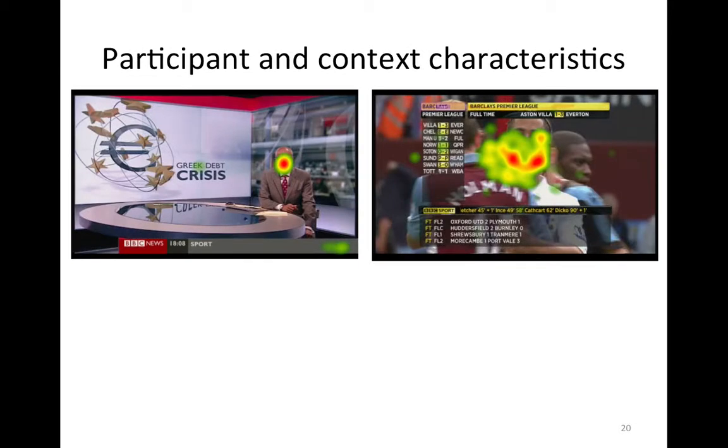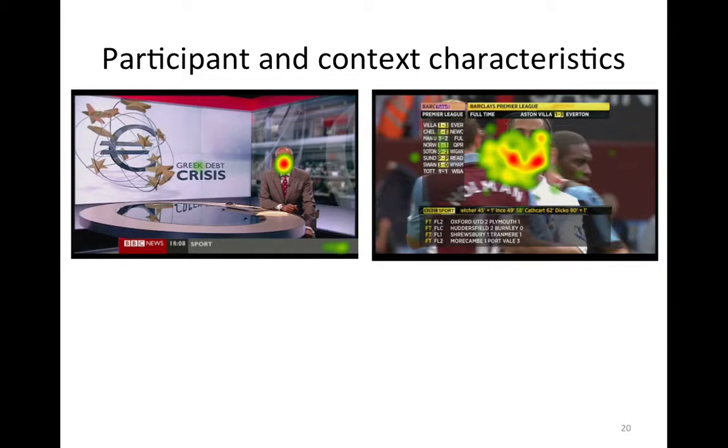We also found other characteristics were important. So, for example, we can see here there's a ticker going along the bottom of the screen. We're in a studio, and the presenter's face is being fixated, which is quite normal. It's what we expect. People tend to fixate faces. And on the other side, we can see a face is being fixated as well.